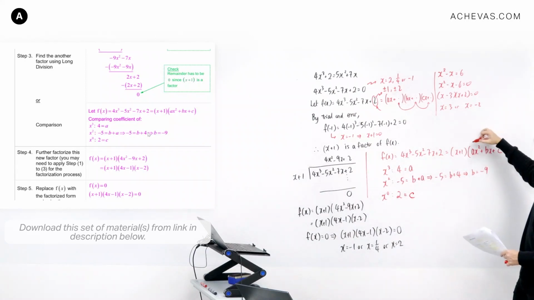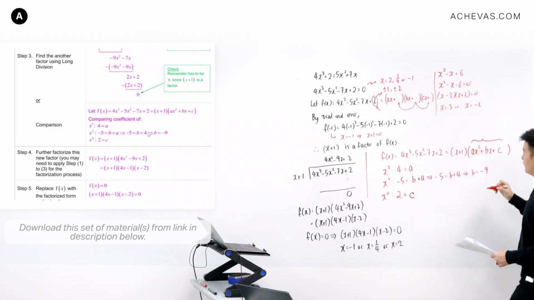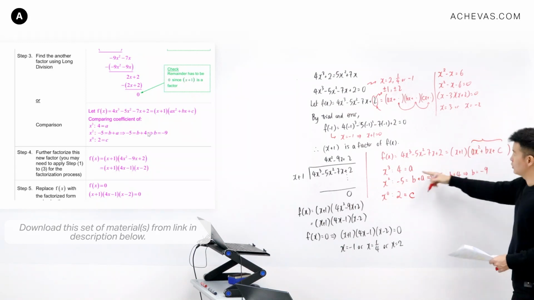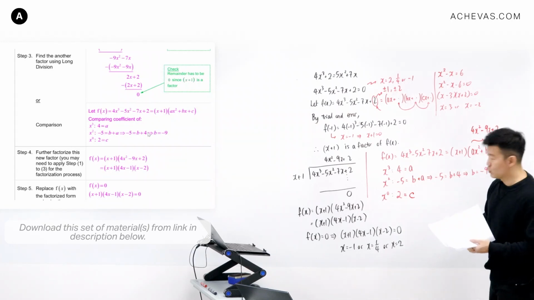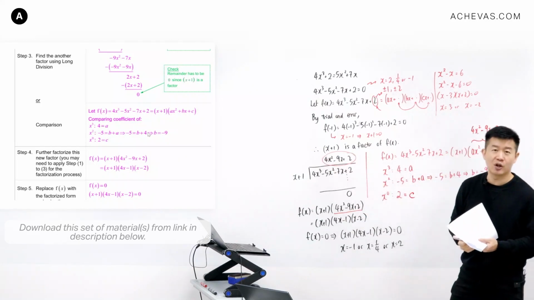So what is this other factor? This other factor is a quadratic factor, and it is going to be equal to a, which is 4, so 4x squared, plus b, which is minus 9, so minus 9x, plus c, which is 2. This is exactly the same as what we obtained using the long division.